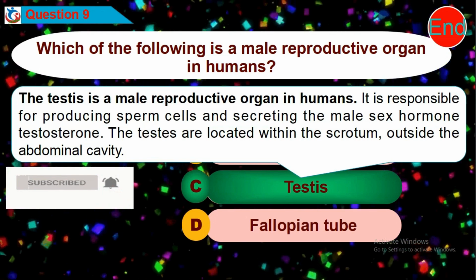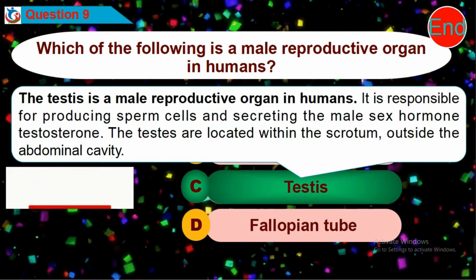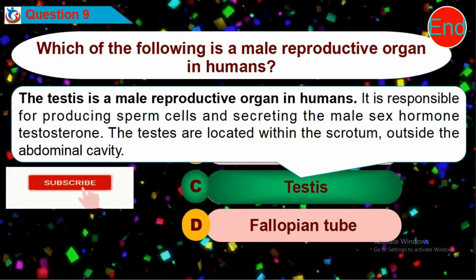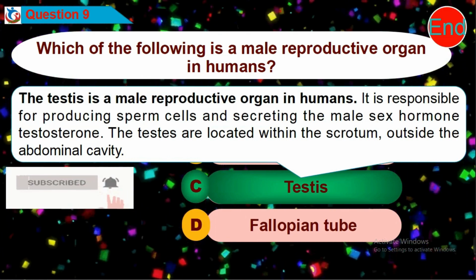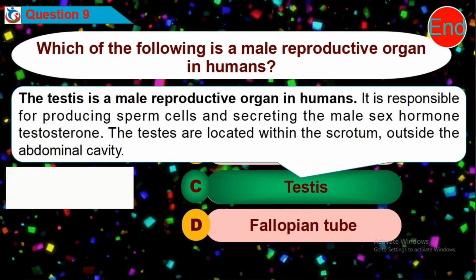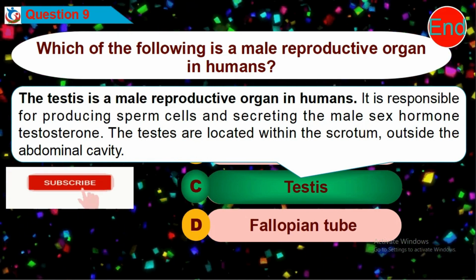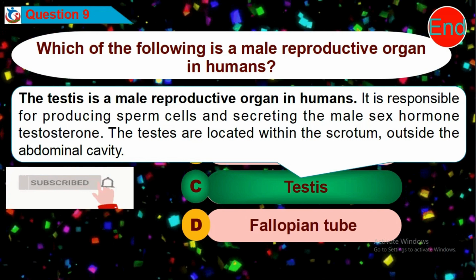The testes are a male reproductive organ in humans, responsible for producing sperm cells and secreting the male sex hormone testosterone. The testes are located within the scrotum outside the abdominal cavity.